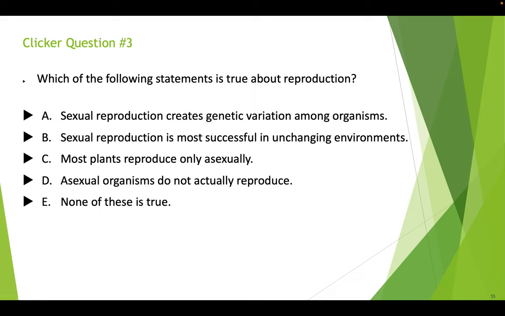So which of the following are true about reproduction? A, sexual reproduction creates genetic variation. B, sexual reproduction is most successful in unchanging environments. C, most plants reproduce only asexually. D, asexual organisms do not actually reproduce, or none of this is true.